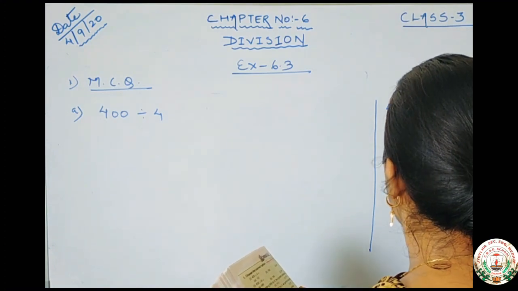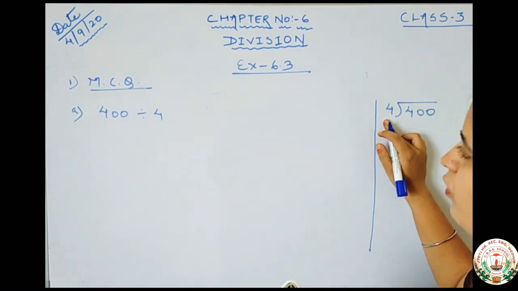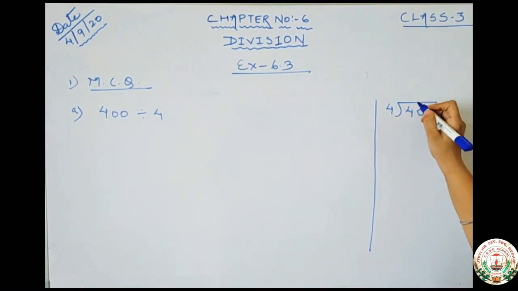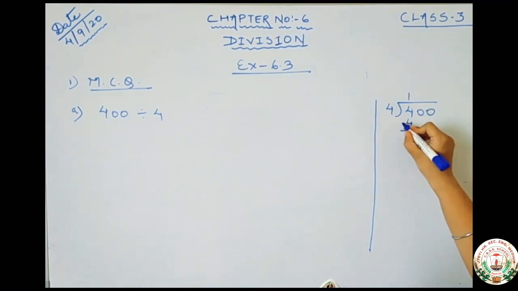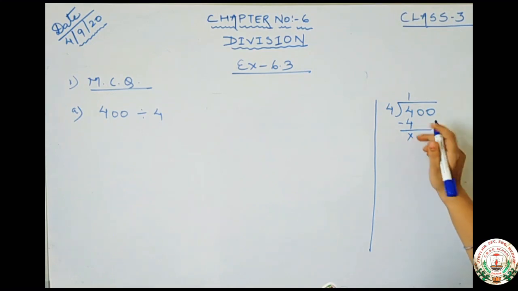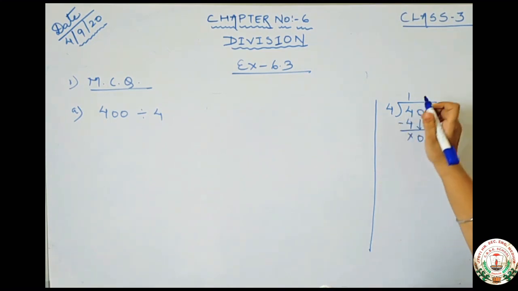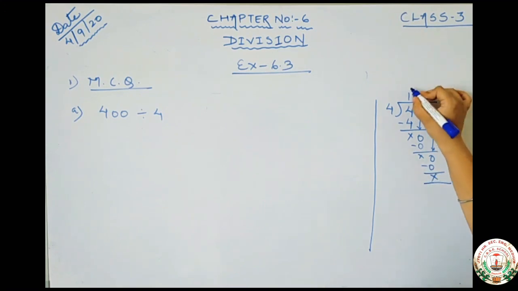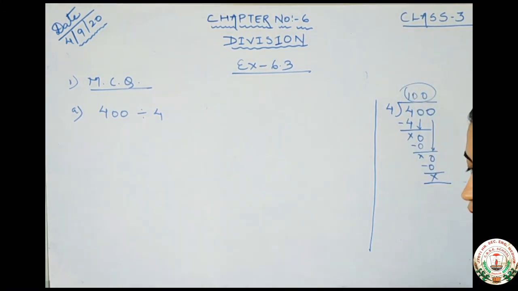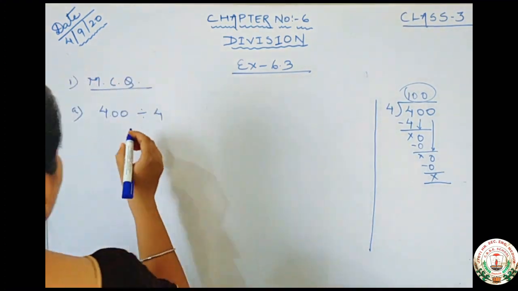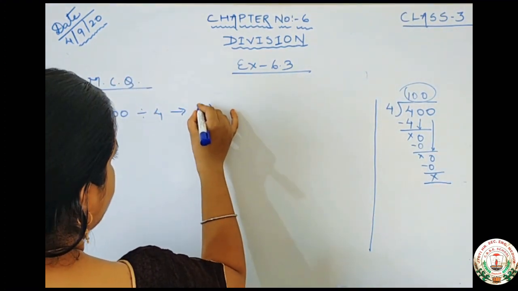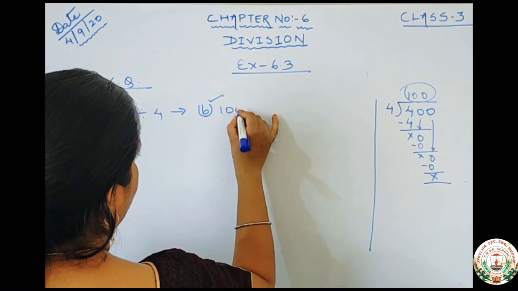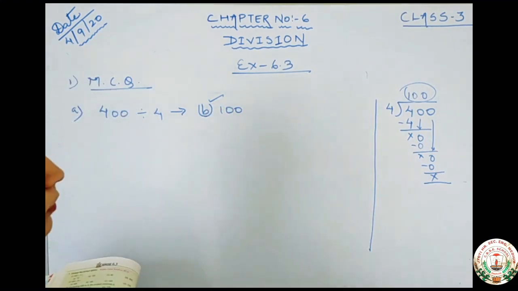4 divided into 400. So in the table of 4, 4 comes, 4 ones are 4. Minus it, 0 or cross. Then we will note down the next number. 4 zeros are 0. Next number 0, 0. Minus it. So what answer comes? 100. So 100 is given in option number B. So in the first question the correct answer is 100, given in option number B. So you will tick option number B.